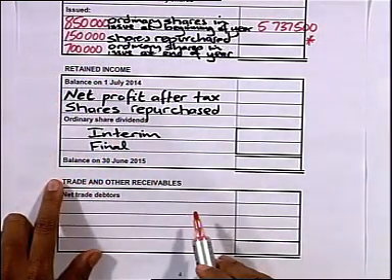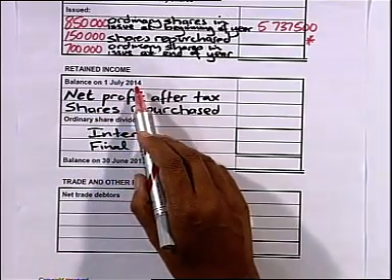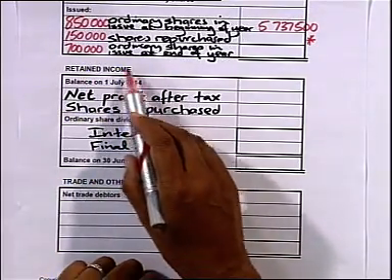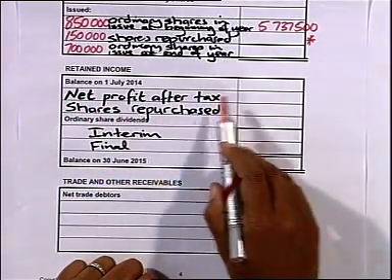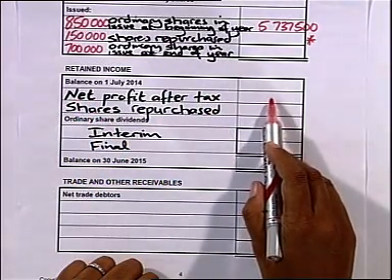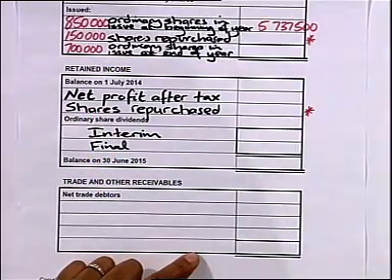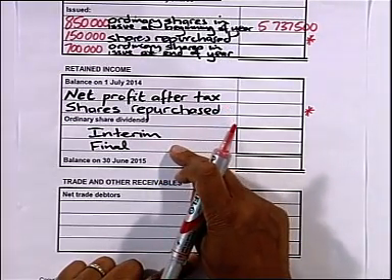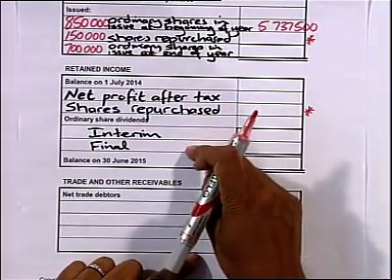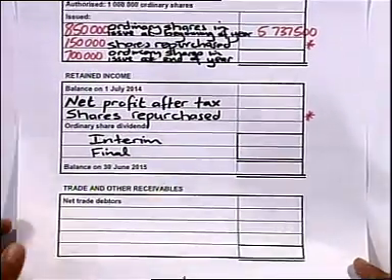Retained income note. You first start out with the balance in the retained income account at the beginning of the year. Then you add the net profit after tax. That should also be given. There's your shares repurchased. We're going to put a value in there as well. Then we're going to put in our interim and our final dividend. And when we get to interim and final dividend, I will also explain that. So let's get back to my question.